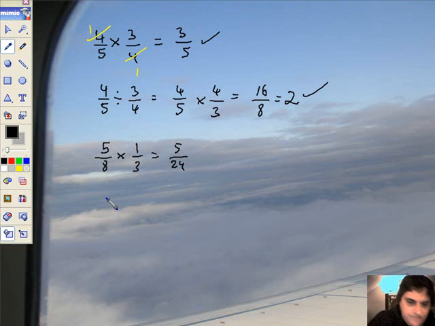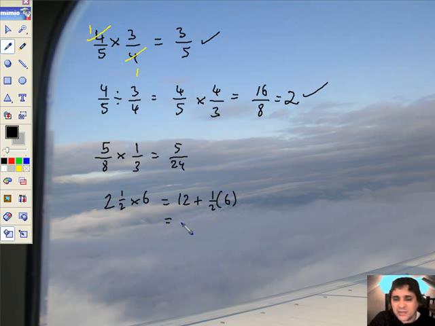Next one. Let's try this one here. I've got 2.5 times 6. Well, there's a way of doing this one. Obviously 2 times 6 is 12, plus half times 6. Nice technique, because I can do it with whole numbers. 2 6s are 12. Half times 6, in other words 6 lots of a half, is 3. Altogether 15. Dead easy.